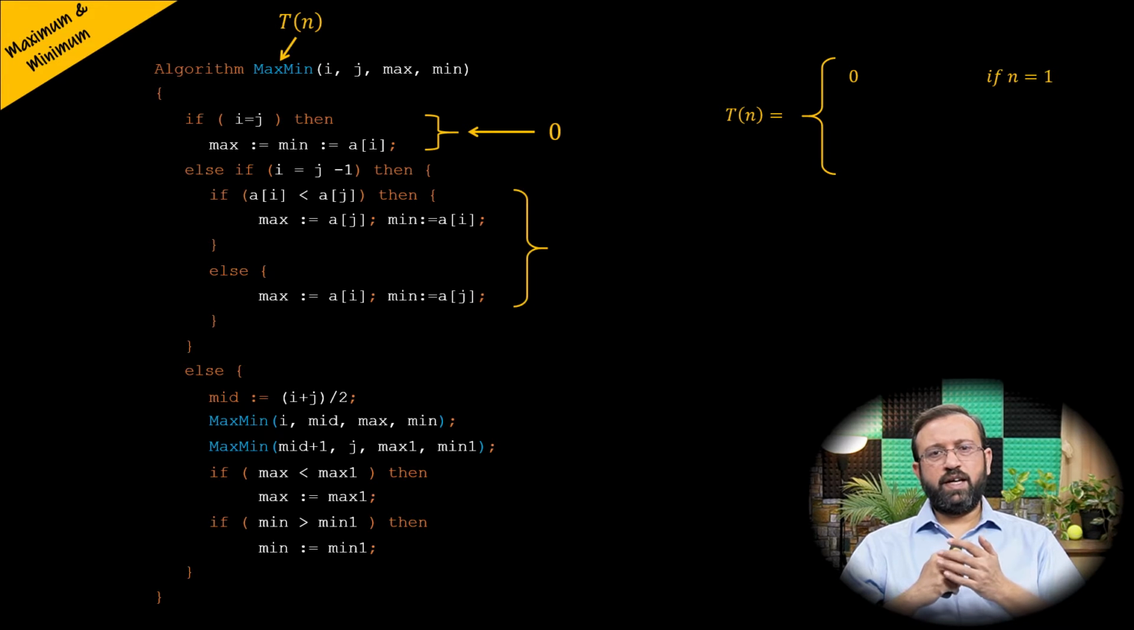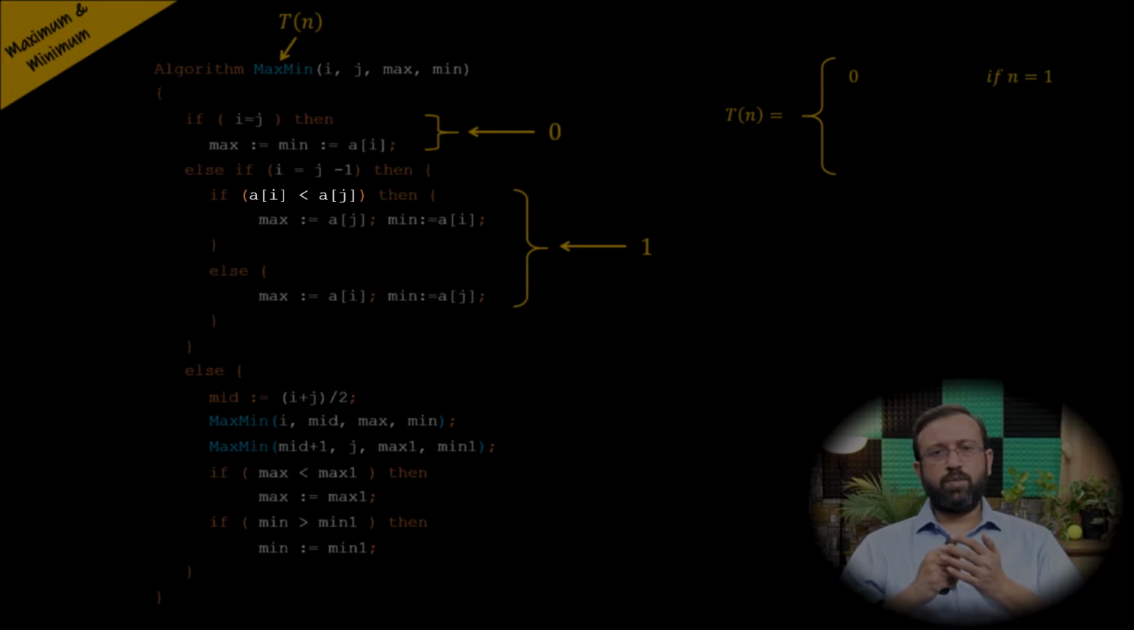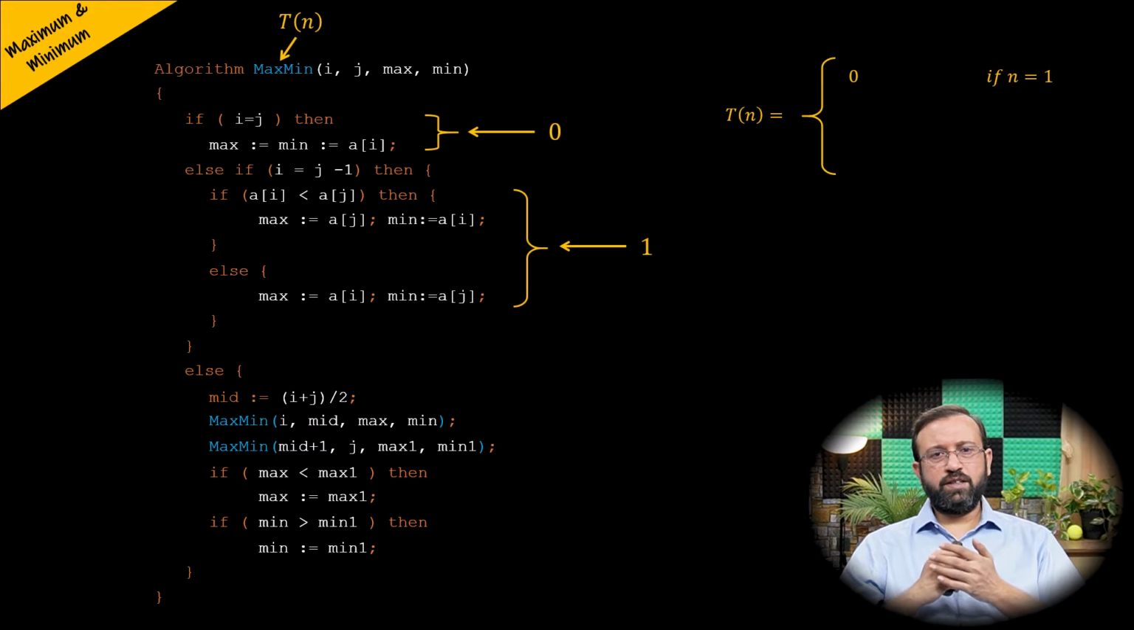Then we have the else if block where only one comparison is made to compute the maximum and the minimum element. So the recurrence relation t of n can be written as t of n is 1. That is, there is only one comparison if n is equal to 2. Here we have n equal to 2 because in the algorithm, else if i equal to j minus 1 means there are only 2 elements in the subarray, and 2 elements means n is 2.